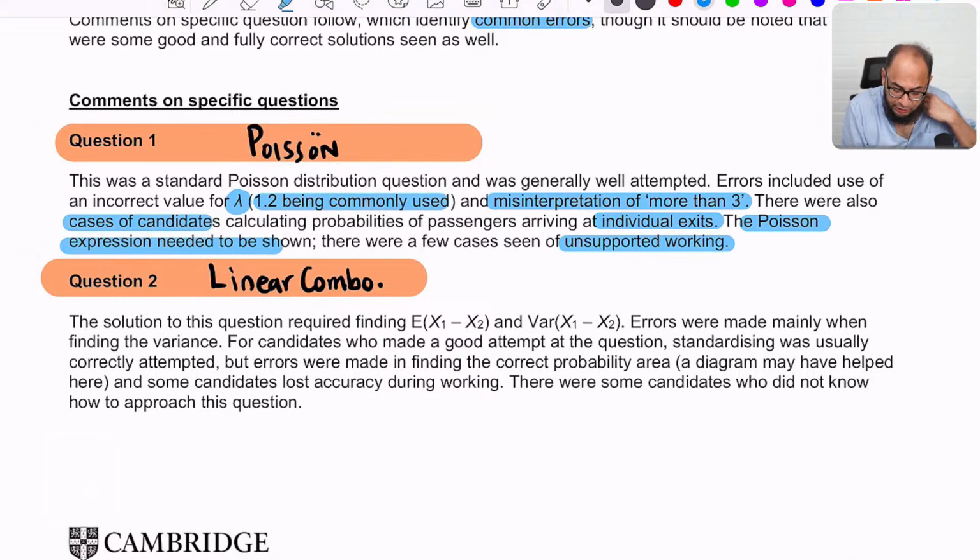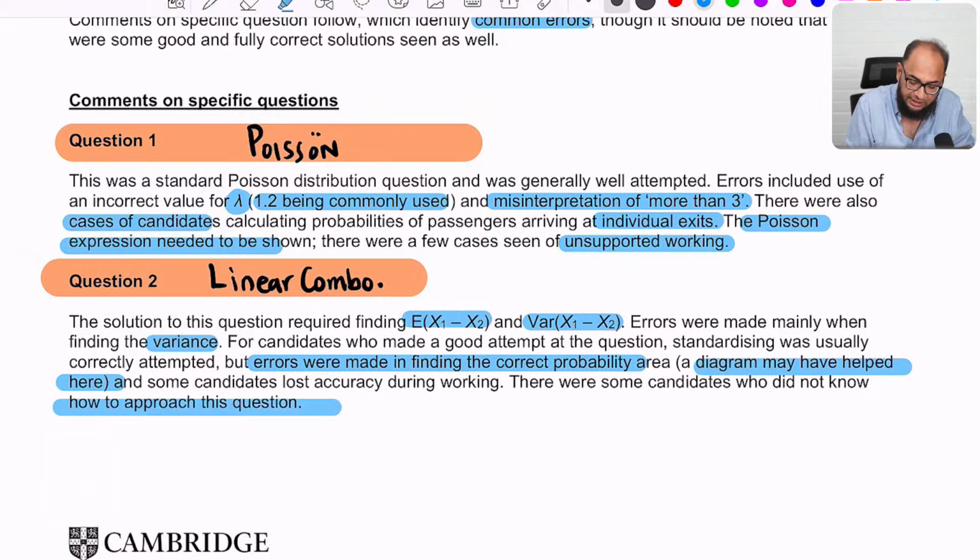Linear combination. The solution to this question required finding the expectation of X1 minus X2 and the variance of X1 minus X2. Errors were made mainly when finding the variance. For candidates who made a good attempt at the question, standardizing was usually correctly attempted. But errors were made in finding the correct probability area. A diagram may have helped here, or the way that I have taught, that would help. Some candidates lost accuracy during working. There were some candidates who did not know how to approach this question.